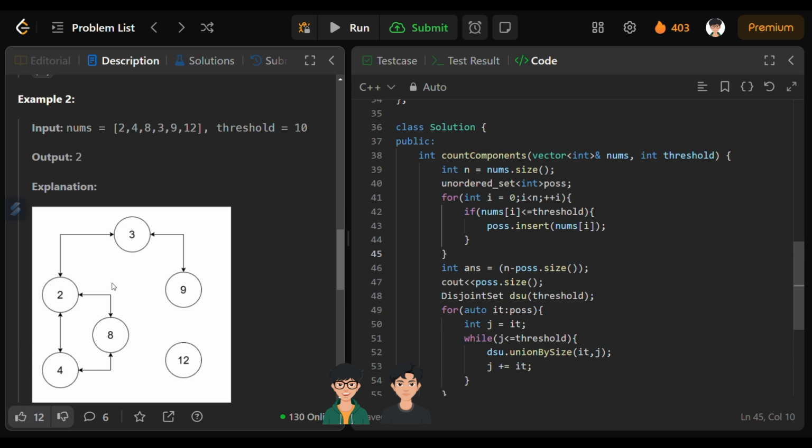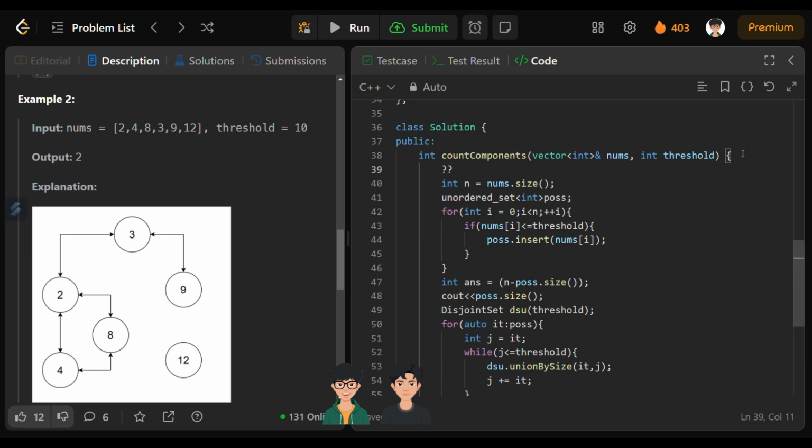So what I can do is list all multiples of 2, and list all multiples of 3, and if there is any multiple which matches in both cases, then it means that yes, they both can be connected. That means their LCM is less than or equal to the threshold.